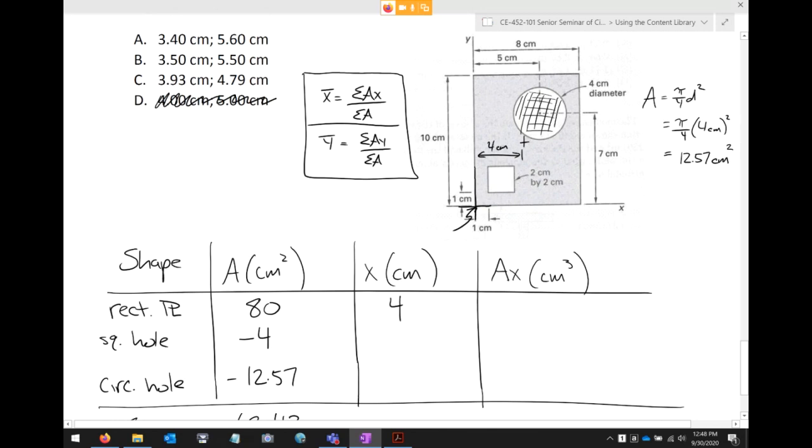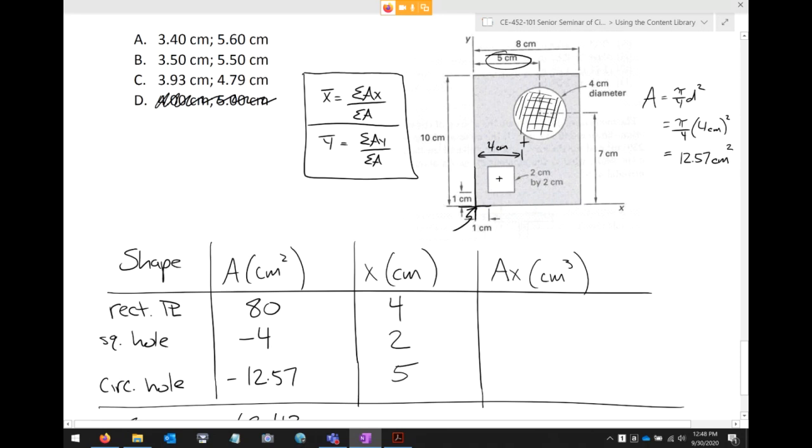And so how far is it for the square hole? Well, it's going to be 2, because there's the centroid of the square hole, and so we go 1 centimeter to the edge, another centimeter to the center, and so that's 2. And as for the circular hole, well, that was actually given to us right here, and that's 5.